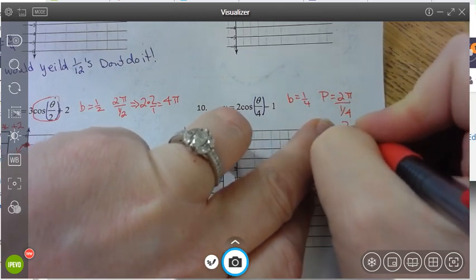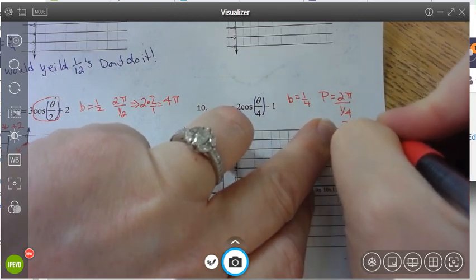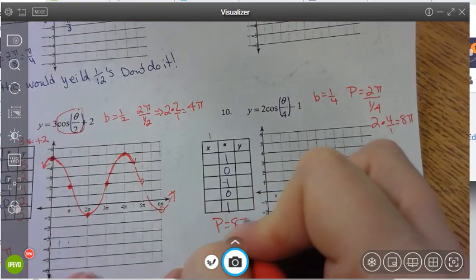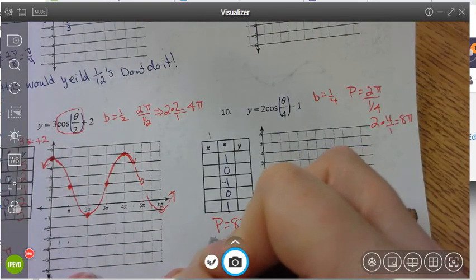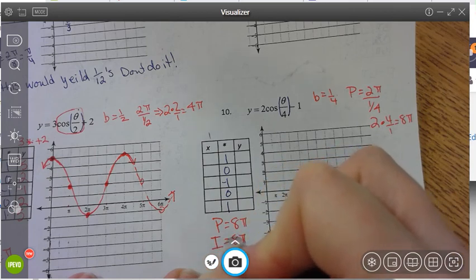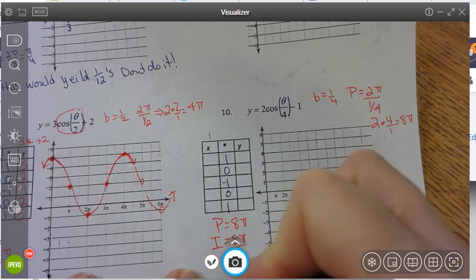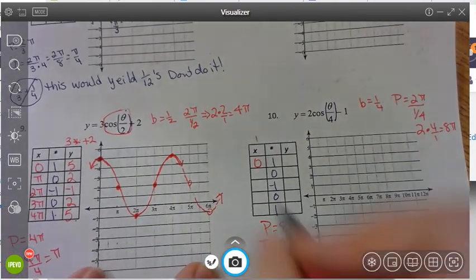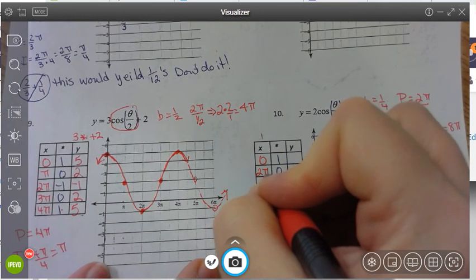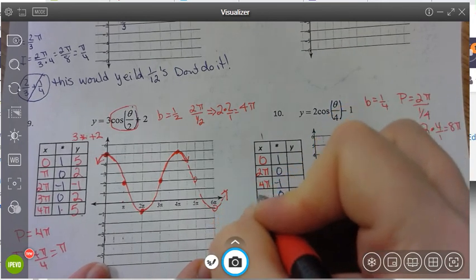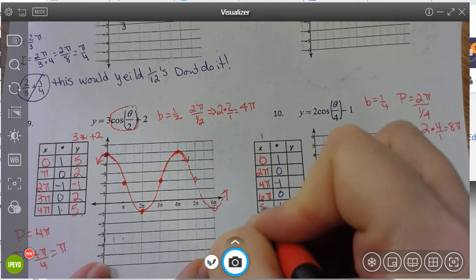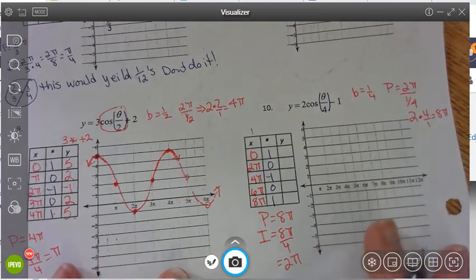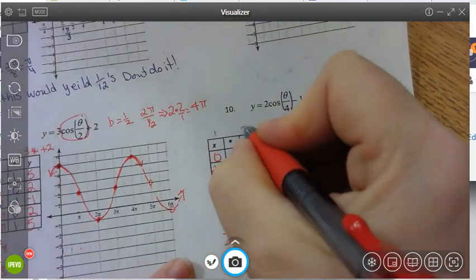Okay, last one. All right, so this time our B is 1/4, so the period is 2 pi divided by a fourth, which means 2 times 4/1, which is 8 pi. So if our period is equal to 8 pi, our increment is equal to 8 pi over 4, which is 2 pi. So we're going to start at 0 and count by 2 pi's. 2 pi, 4 pi, 6 pi, 8 pi. Got it?